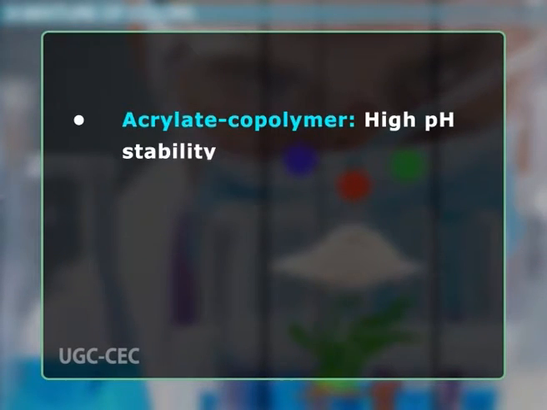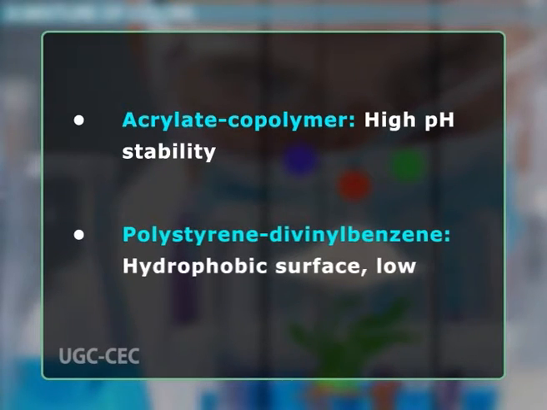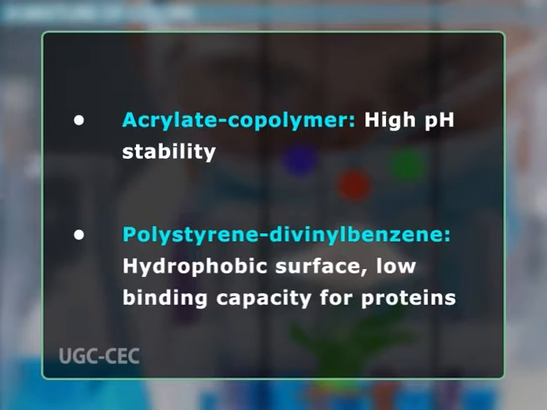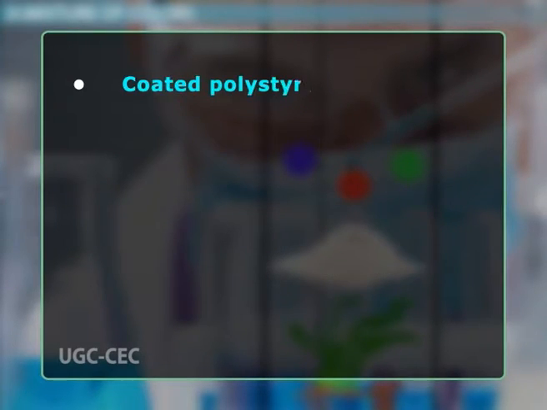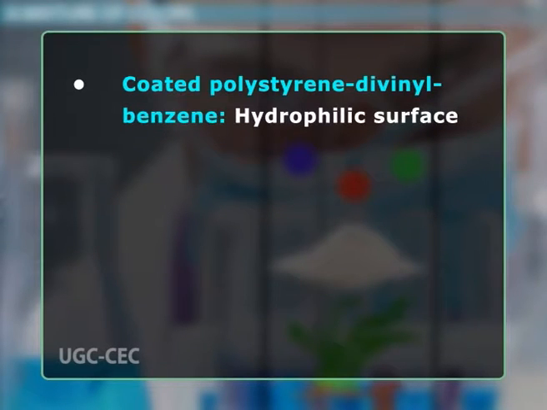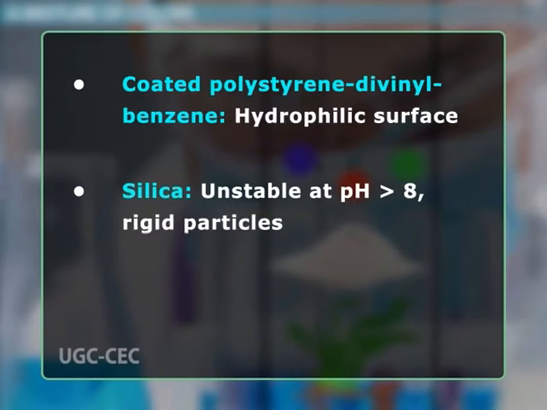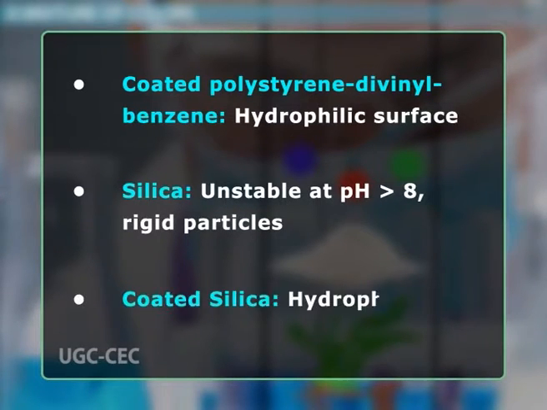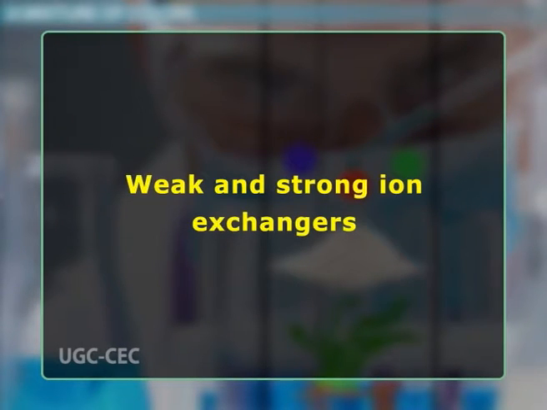Acrylic copolymer: high pH stability. Polystyrene divinylbenzene: hydrophobic surface, low binding capacity for proteins. Coated polystyrene divinylbenzene: hydrophilic surfaces. Silica: unstable at pH greater than 8, rigid particles. Coated silica: hydrophilic surface. Weak and strong ion exchangers.